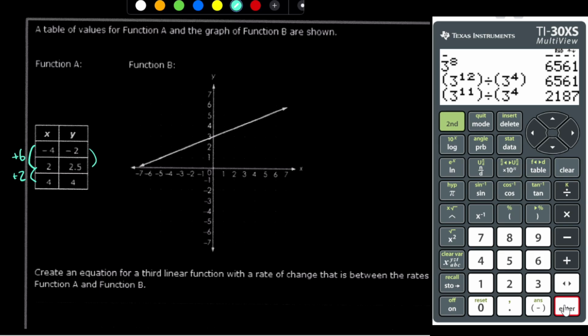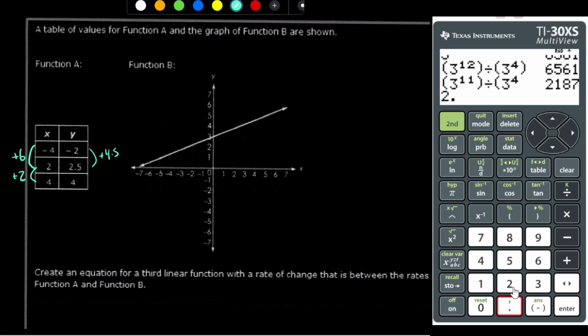-2 to 2.5, ooh, that's a tough one. That's plus 4.5. You can put that in the calculator, 2.5 minus -2. Remember, always use parentheses with negatives. And then 2.5 to 4, that's a jump of 1.5.